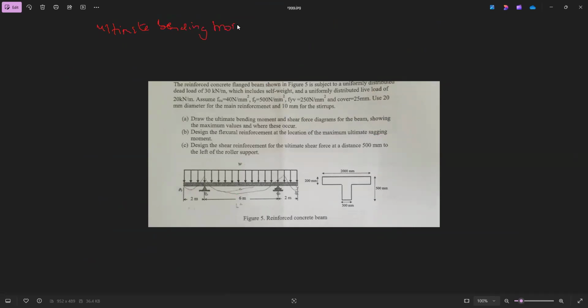Ultimate bending moment to be equal to what? Was it 185 kilonewton meter? Yeah. Hey, but we didn't do the shear. Keep the value somewhere, and let's do the shear first.